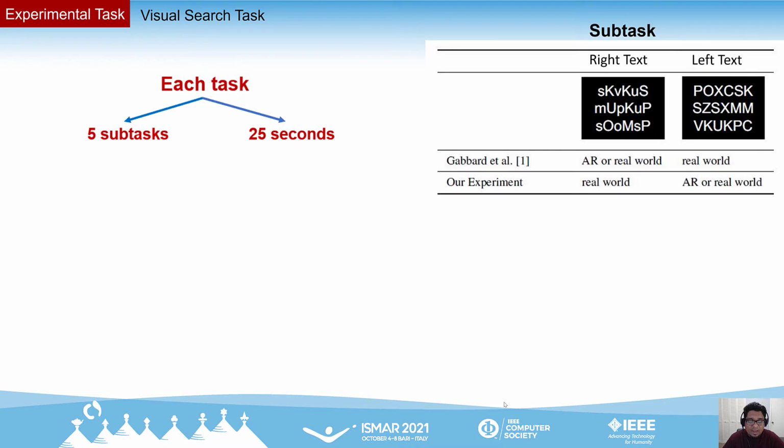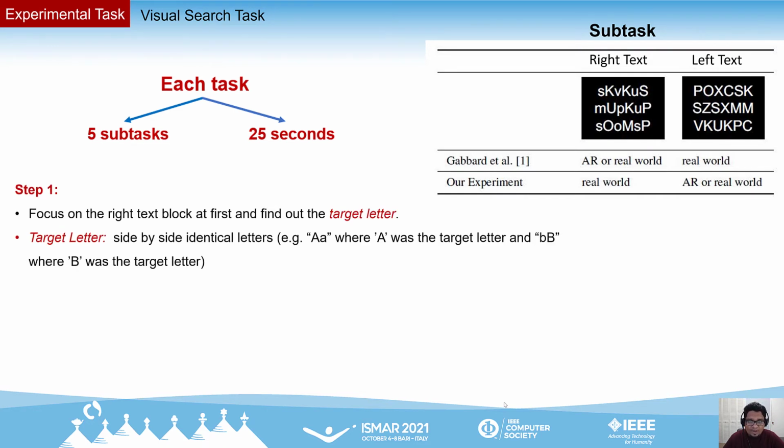We have adapted the text-based visual search task from Gabbard and Swan, and here each task has 5 subtasks and a 25-second time pressure was provided. In this presentation I'm just showing you one single subtask. Participants were instructed to focus on the right text at first and find the target letter. The target letter is a side-by-side identical letter.